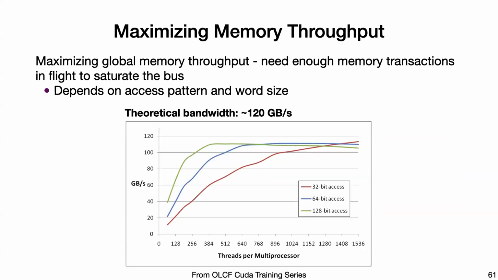This is just a plot. The x-axis is the number of threads per multiprocessor. The y-axis is how much bandwidth you have reached, and the theoretical max that you can get is 120. This shows that if you access more contiguous bits, like this is 128 and this is green, then you can reach peak bandwidth faster. That's the same as it was on CPU: you want to access contiguous memory as much as possible. That depends on your data, how you stored it, and your access pattern.